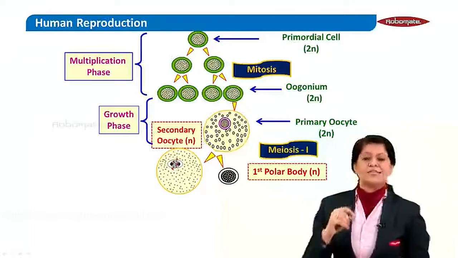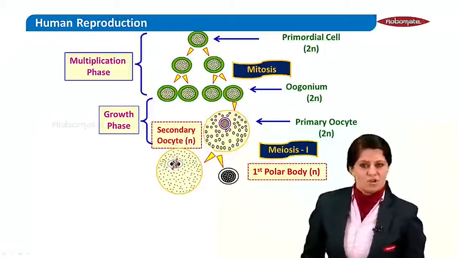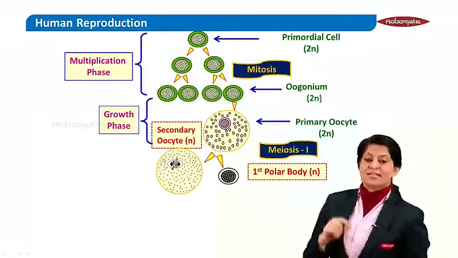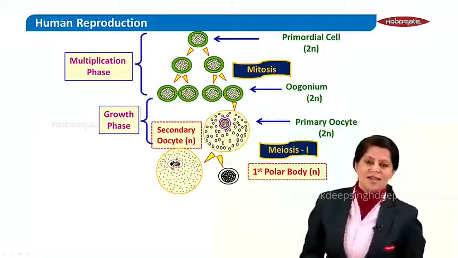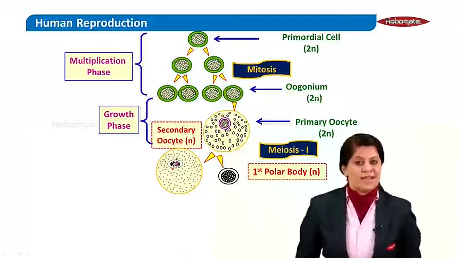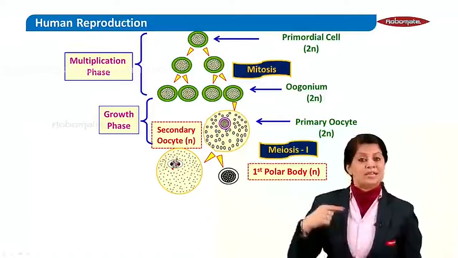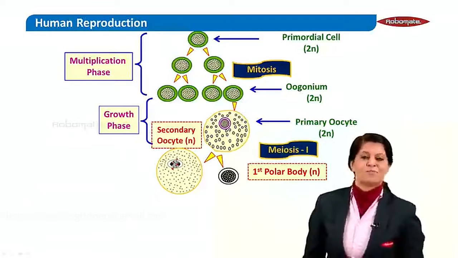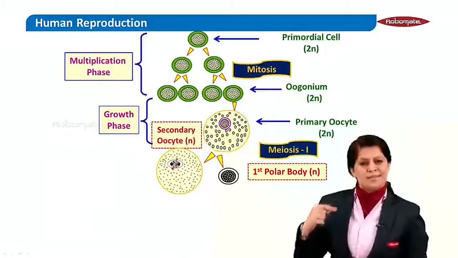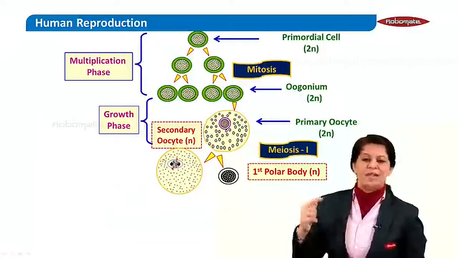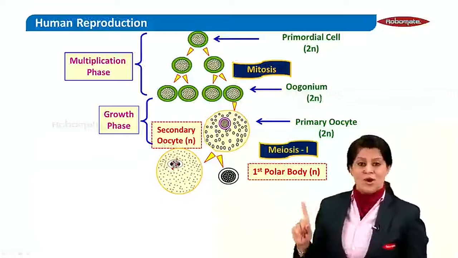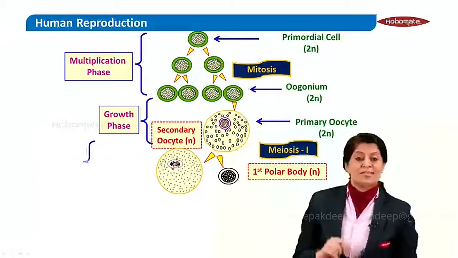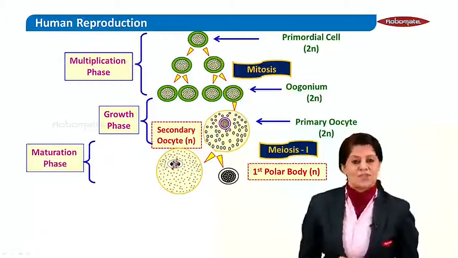But why is such an unequal distribution of cytoplasm taking place here? Because we'll see further, students, the secondary oocyte, the large cell, is going to further proceed to form the zygote and embryo. So for the development of the embryo, nutrition is required, and that nutrition is provided by the cytoplasm. So maximum cytoplasm has to be retained in the secondary oocyte and not in the polar body, students. From here on, students, this is called the maturation phase.